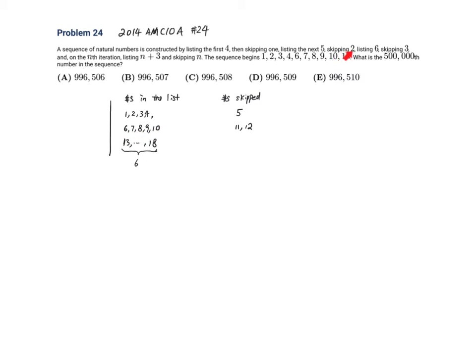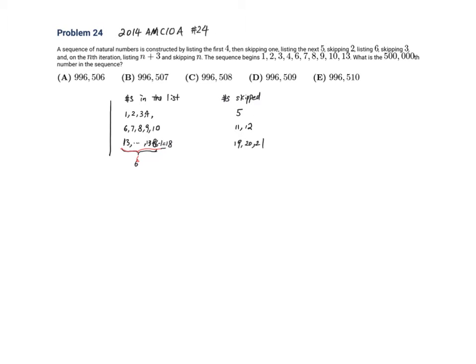And then we are going to skip the next 2. So skip 11, 12. And then continue this pattern. The next block of numbers that we're going to list, it will be the next 6, right? So 13 and so on and so forth. Because we do know there are 6 numbers here, what will be the last number in this little block? It will be 13 plus 6 minus 1, which is 18, okay? And then we'll skip 3 numbers, which means we're going to skip 19, 20, and 21.